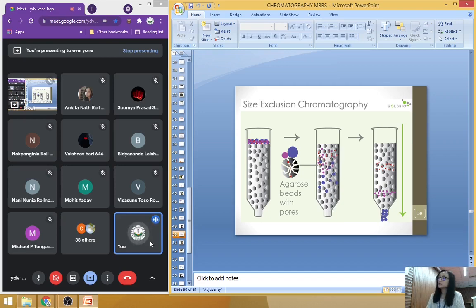But another reason why these larger molecules come down fast is the force of gravity. For example, if you stand on top of a building and throw a stone, it is heavier, so it will fall down faster, whereas if you throw a feather, that will take time to reach the ground, right? So that is based on gravity. So we finished partition chromatography, then adsorption chromatography, ion exchange chromatography, and size exclusion chromatography.